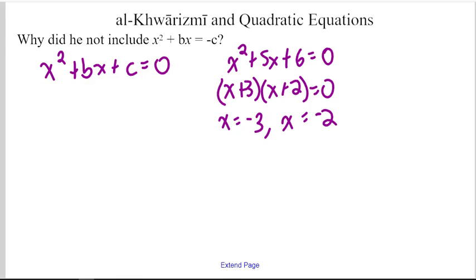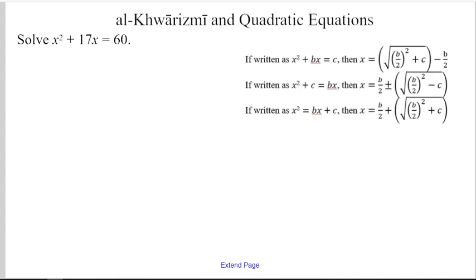When we think about what al-Khwārizmī was able to solve, he was always solving for positive solutions. This is the case where neither solution is positive, therefore this would not have been included with his 6 rules. Now let's look at some of those types of equations that he may have done.